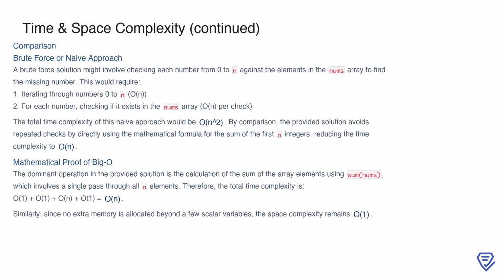To confirm the big O mathematically, we note that the dominant step is the sum(nums) operation, which iterates through the array once.